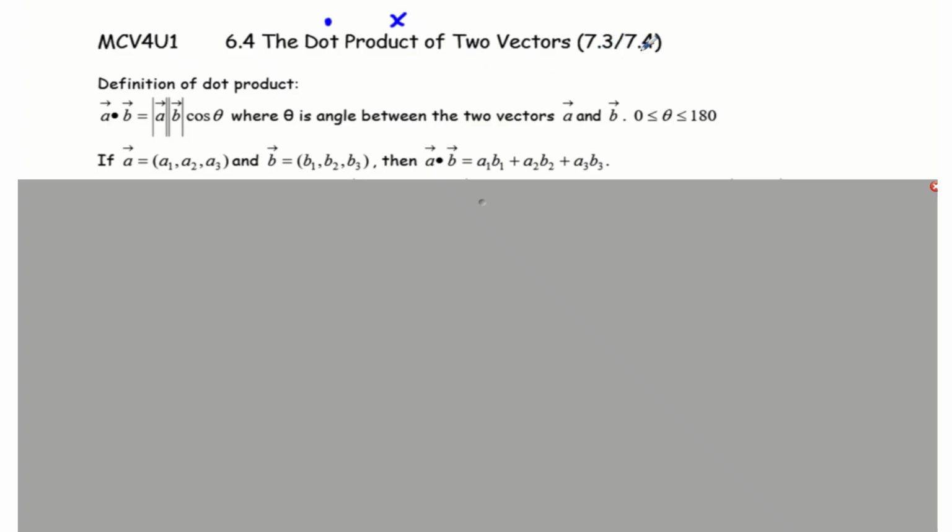And the 7.3, 7.4 is corresponding to Nelson's calculus and vectors textbook. So the definition of dot product is A dot B equals magnitude of A times magnitude of B times cosine theta. And theta is angle between A and B, that is from 0 to 180 degrees.